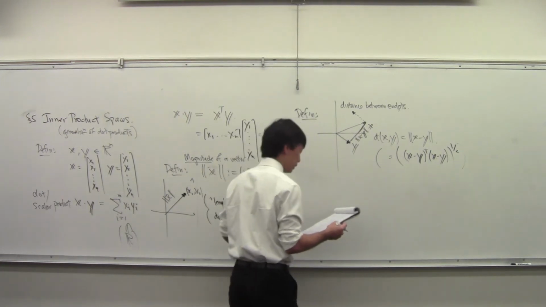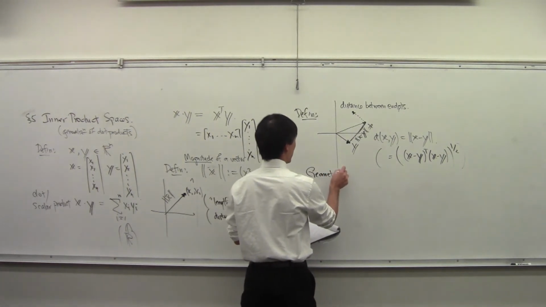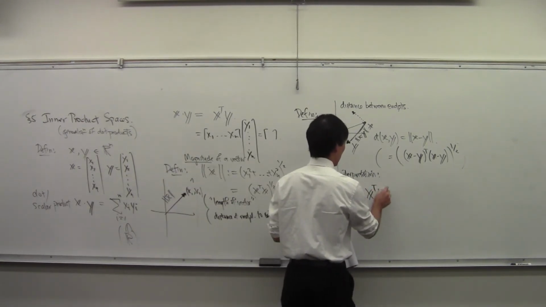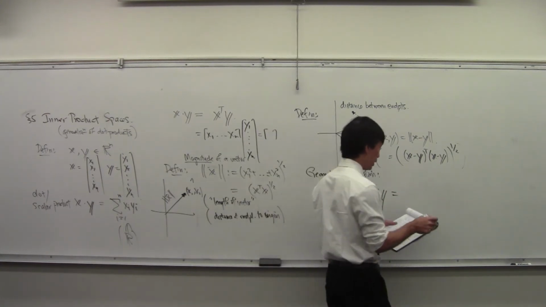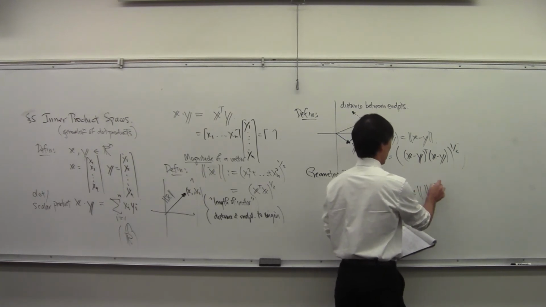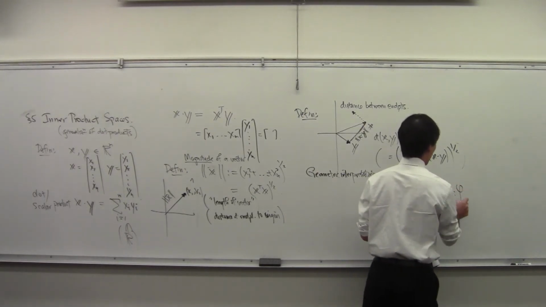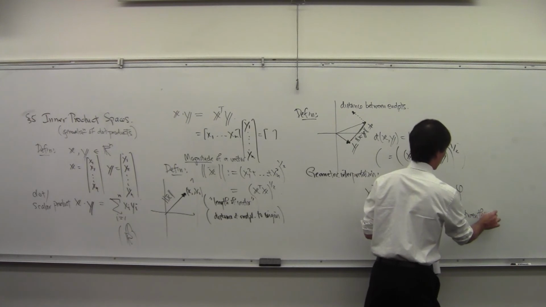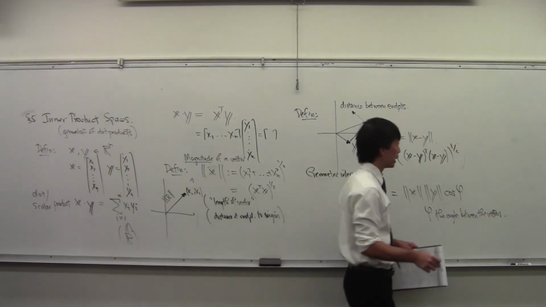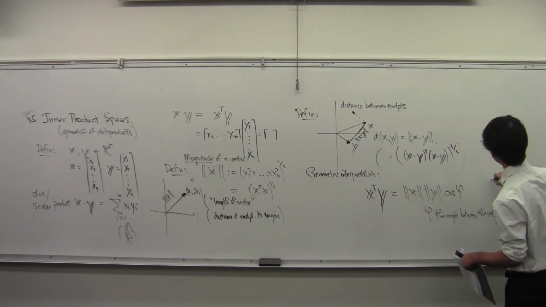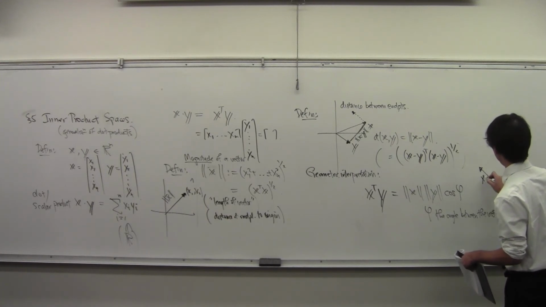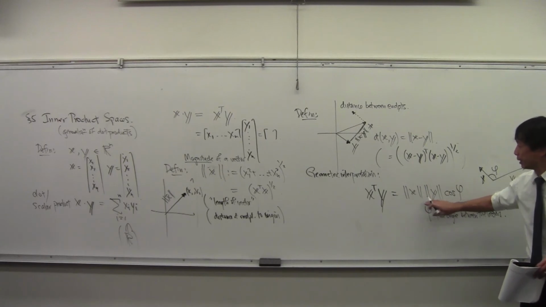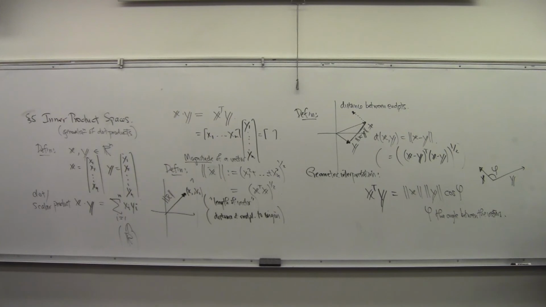Next, not the definition, but the dot product has a geometric interpretation that's kind of useful. If you take the dot product, it's the same thing as the product of the magnitudes of the vectors times the cosine of the angle between them, theta. So you've got two vectors, x and y, and the angle between them. It turns out that the dot product has a really nice geometric meaning.